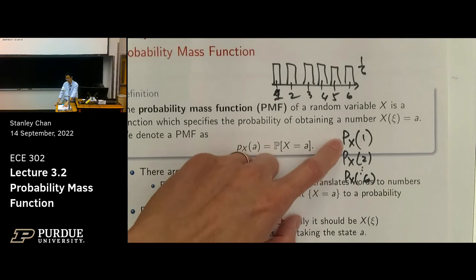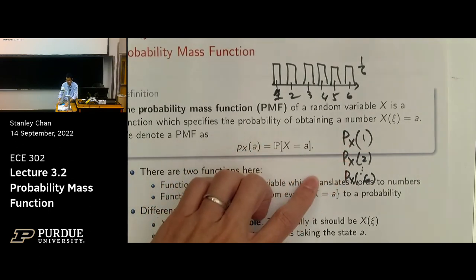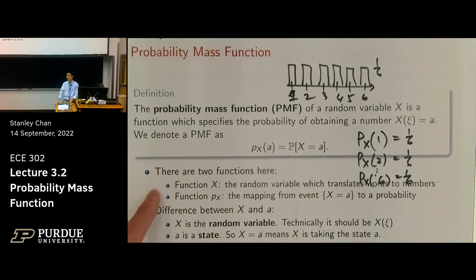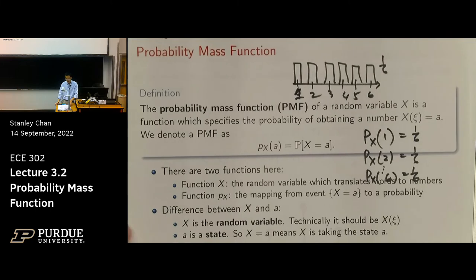You can assign a number to these six states. And you say, this is 1 over 6, this is 1 over 6, this is 1 over 6. Just a very simple assignment of probability. Now, depending on what kind of die you have, an unfair die, you can assign different numbers, as long as they sum to 1, you're good.